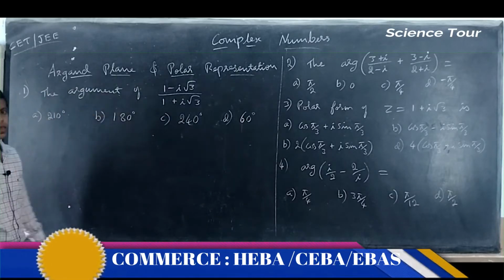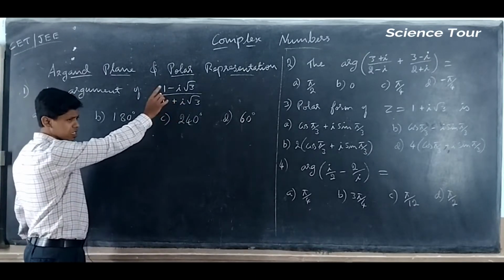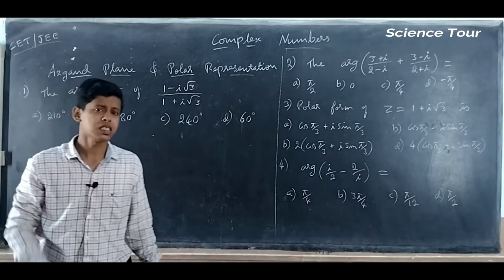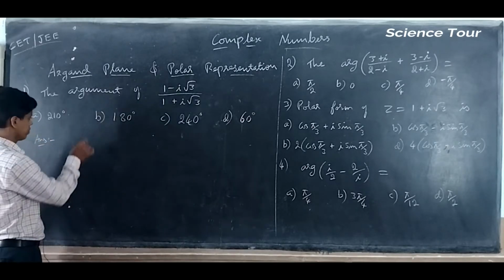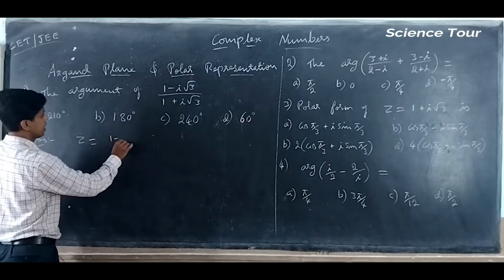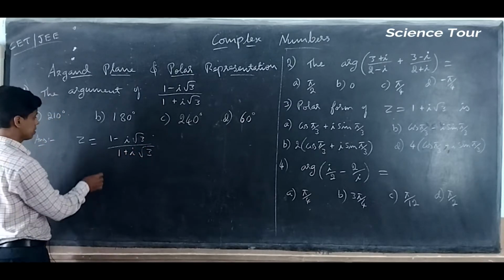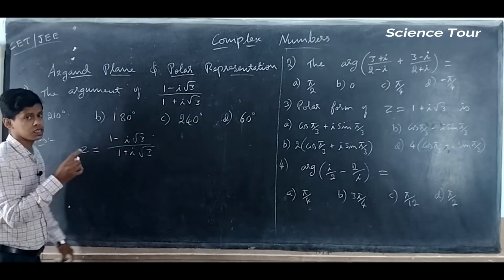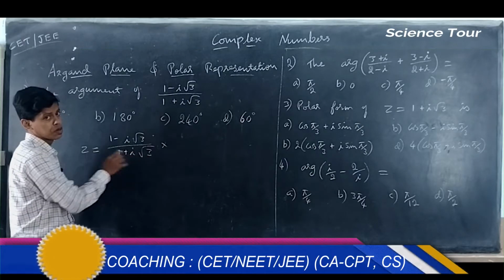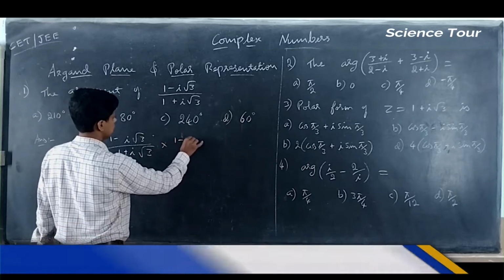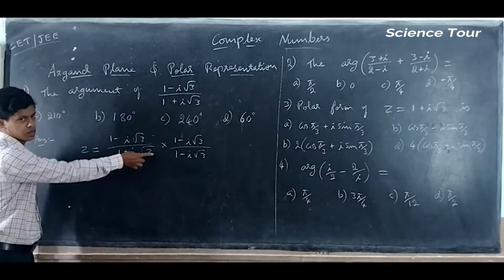The first one, the argument, you just have to find theta here, that's it. Alright, so the argument, so let's express this in the form of a plus ib first. Okay, so how does it look like if you write it in the standard form? So 1 minus i root 3 divided by 1 plus i root 3. What I am trying to do here is try to write this in the form of a plus ib. So I should get rid of complex number in the denominator. So rationalize, multiply and divide by the conjugate.